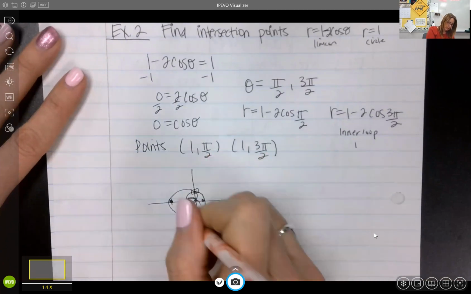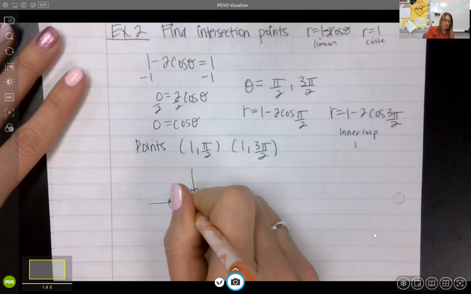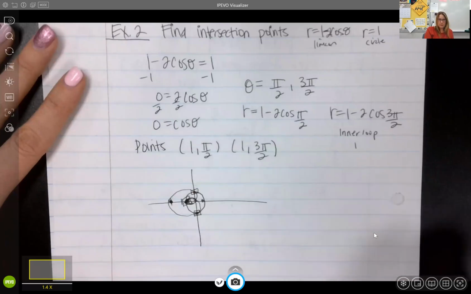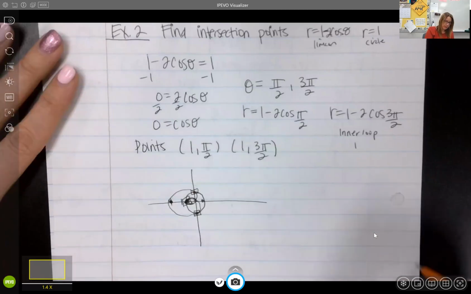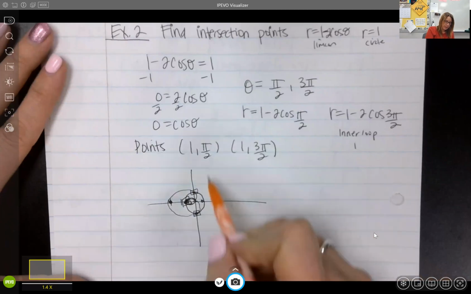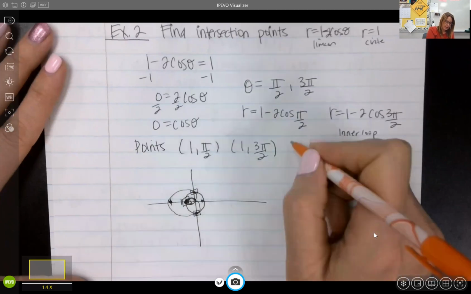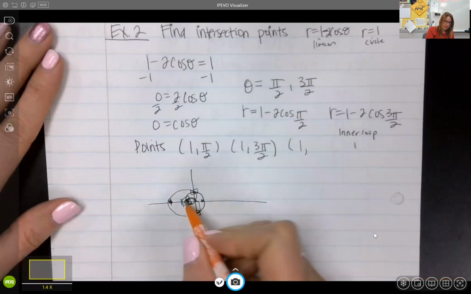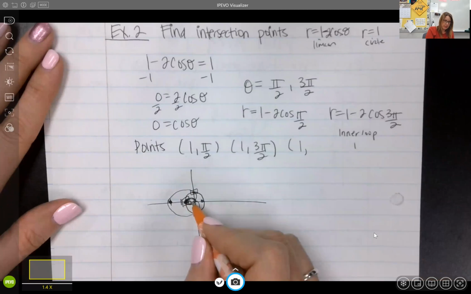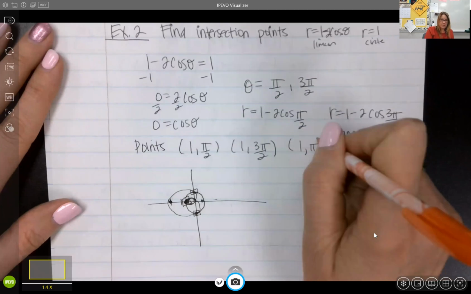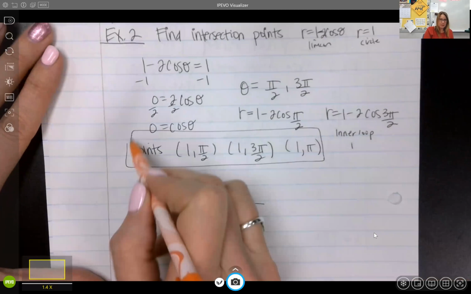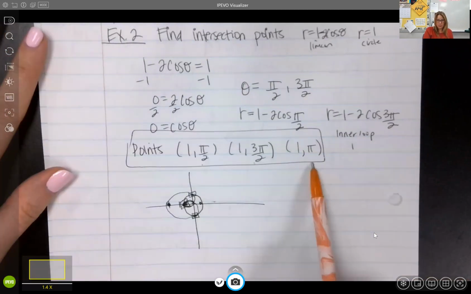But there's one more point here, on the inner loop, that I would need to keep going to find. So sometimes it's easier to draw it than to try and keep going around and around. But I know that at that point the radius is 1, and then that's pi. So if I look at the circle in position, 0 would be here, pi is over here. So our last intersection point would be (1, pi). So those two graphs actually cross at these 3 points.